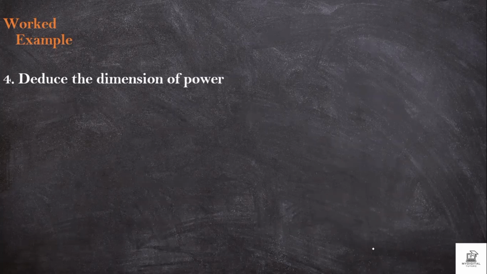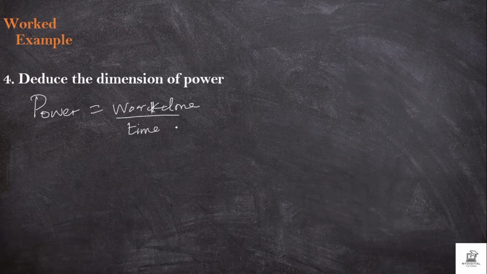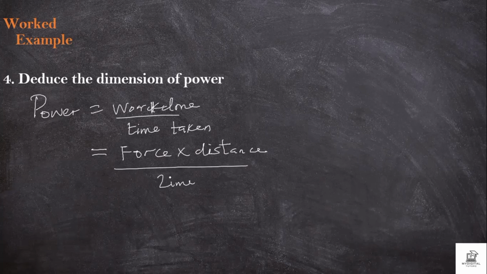The next question says, deduce the dimension of power. What is power? Power is equal to work done all over time taken. Now, what is work done? Work done is equal to force times distance. Force times distance all over time.